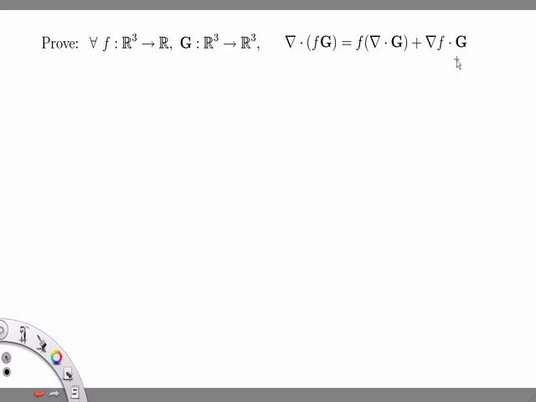The gradient of f is a vector field and G is a vector field. And so if I take their dot product, I get a scalar function. Again, the divergence is a scalar function, so times f is a scalar function. And so that makes sense. We're saying the scalar function on the left is equal to the sum of these scalar functions on the right-hand side.